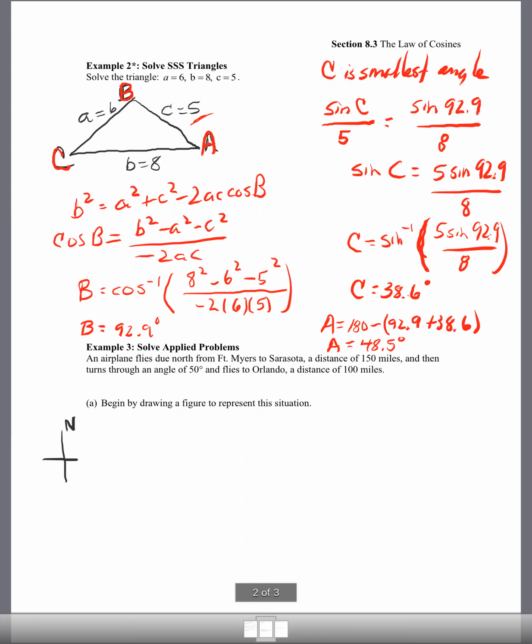As we read through here, one of the things it talks about is that it flies from Fort Myers to Sarasota, and that's a due north pathway. And then they talk about how far it went. And then after it reached the 150-mile line, he turned through an angle of 50 degrees. So to turn 50 degrees through an angle, what that means is that when you're on a north bearing and you want to turn 50 degrees, then you're going to turn to the right 50 degrees. And that's what that bearing looks like.